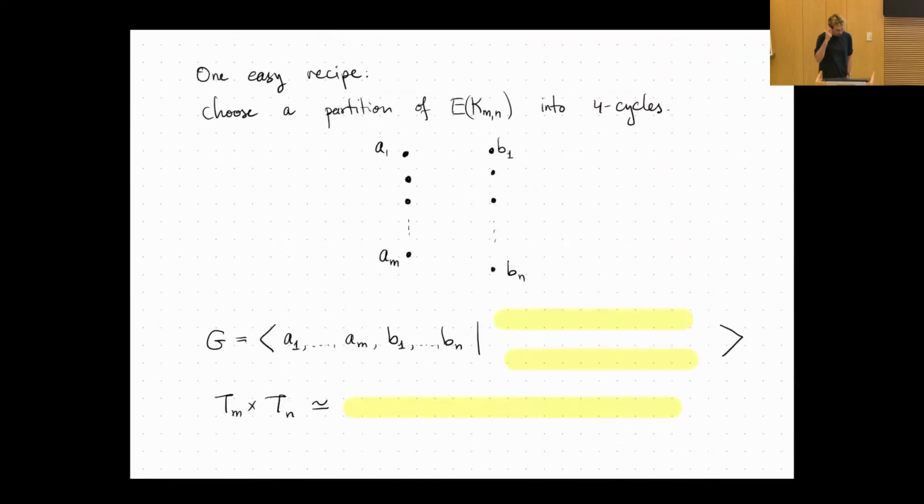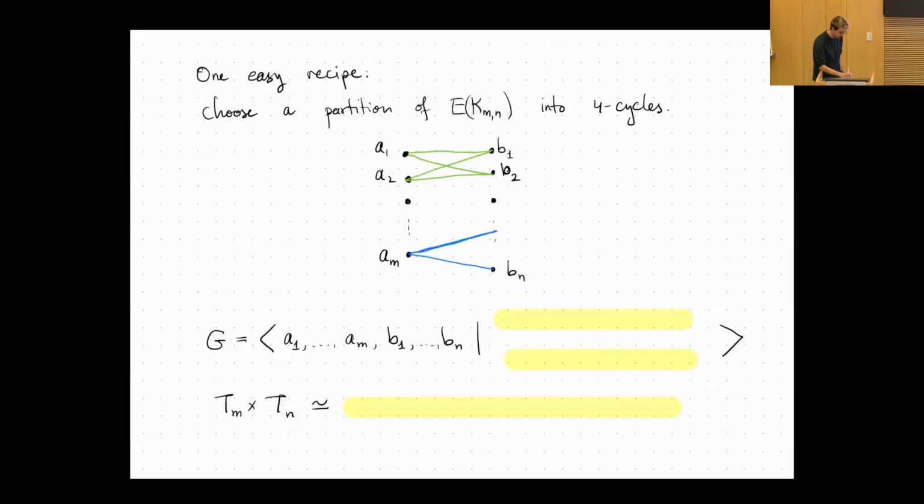Okay, so here's a recipe. It doesn't give all possible BMWs, but gives what we call involutive BMWs. So take the complete bipartite graph. Now we know where it comes from. It's supposed to be the link of the vertex. And choose a partition of the edges of this graph into 4-cycles. Okay? And here's an instance of such a thing. So maybe this green 4-cycle is in my collection, but note that the 4-cycles can also be degenerate.